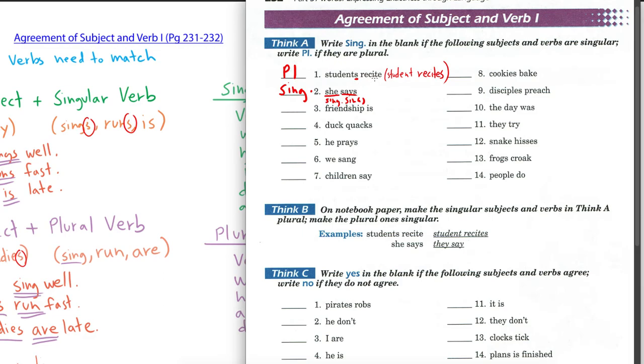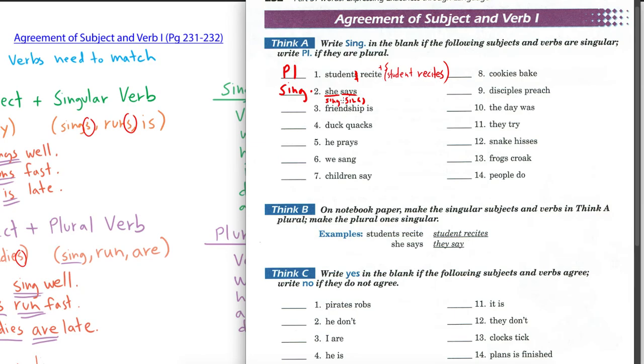So a lot of times, remember to change: it's easy to change subjects to a singular. Most of the time, you just take away the s, right? And to change the plural verb to a singular verb, you just need to add an s to it. So it becomes "student recites."